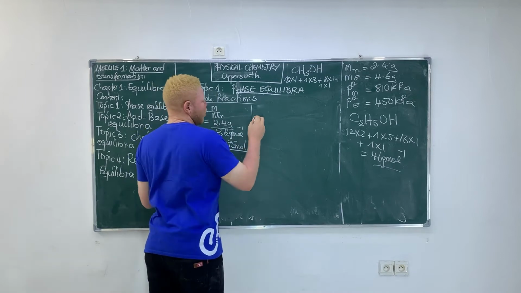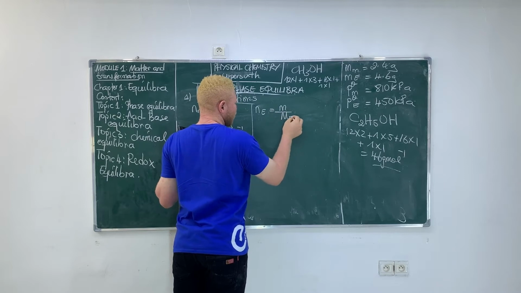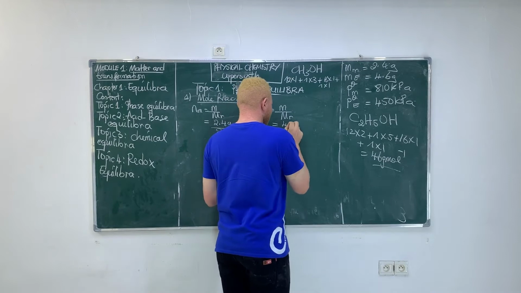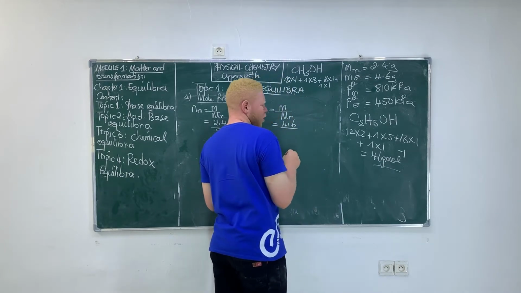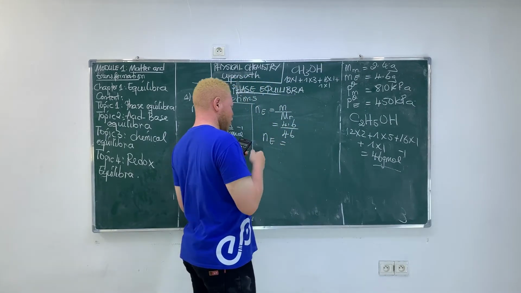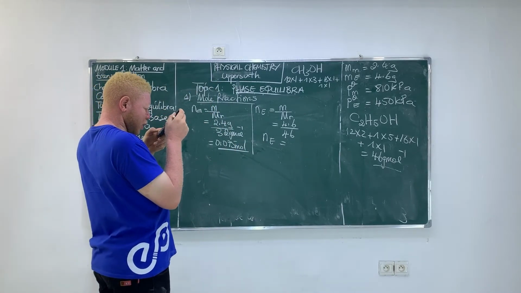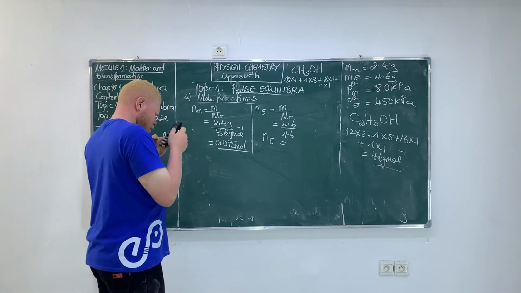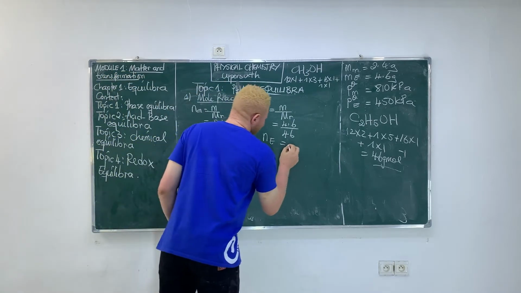So I also calculate the number of moles of ethanol, which is the given mass over the molar mass. Given mass for ethanol is 4.6 grams, divided by 46. Number of moles of ethanol equals 4.6 divided by 46. So here we have 4.6 divided by 46, 0.1 mole.